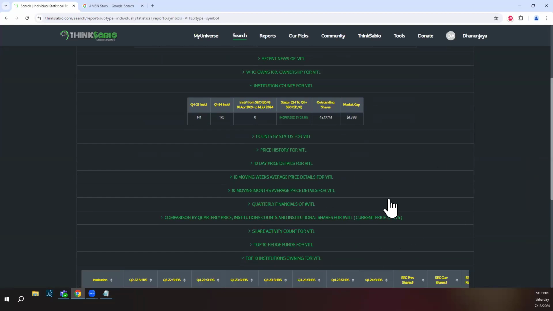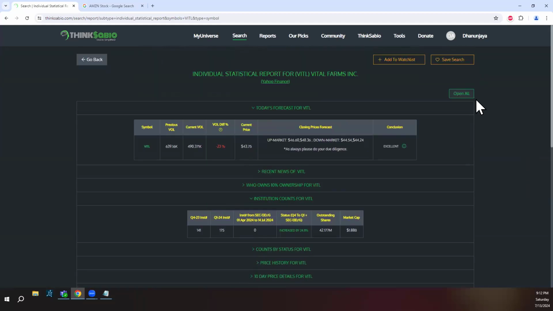Like this, all these pointers help me to make some decisions and invest either for a long term, short term, or whatever my goal is, basically. Got it, Navin? Yeah, got it. Okay. One more thing.